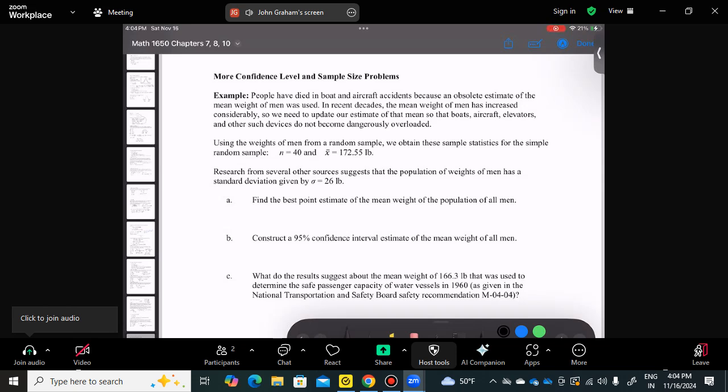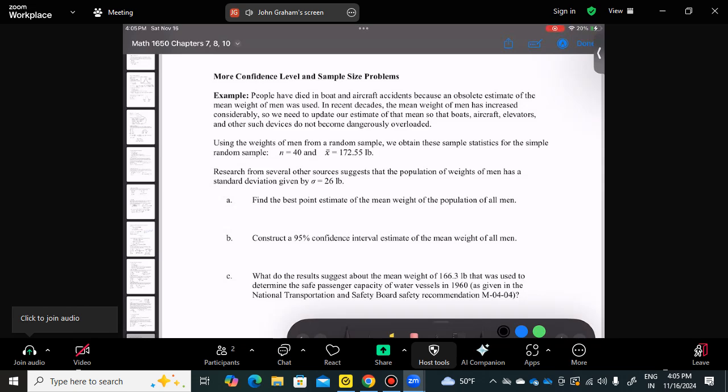what you got, what you may have missed, or what you can't figure out, and so on. Okay, so people have died in boat and aircraft accidents because an obsolete estimate of the mean weight of men was used. In recent decades, the mean weight of men has increased considerably, so we need to update our estimate of that mean so that boats, aircraft, elevators, and other such devices do not become dangerously overloaded.